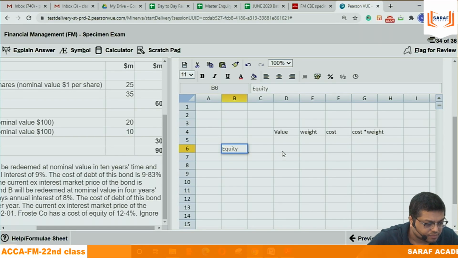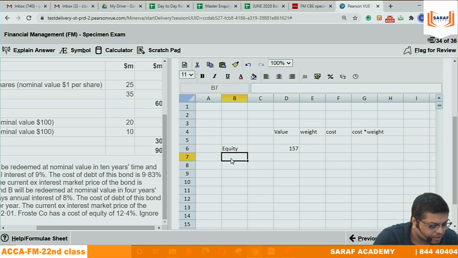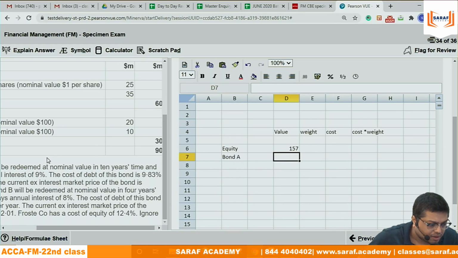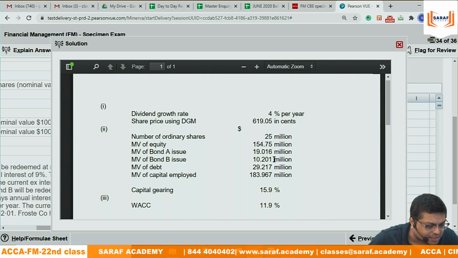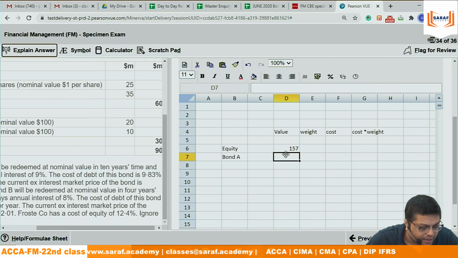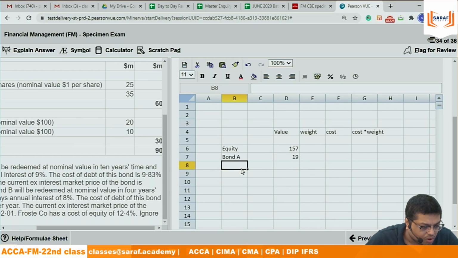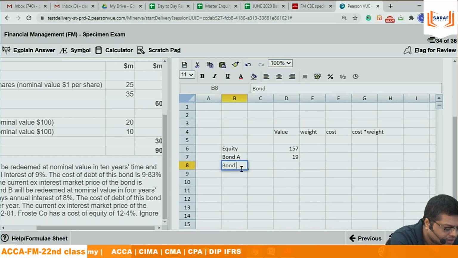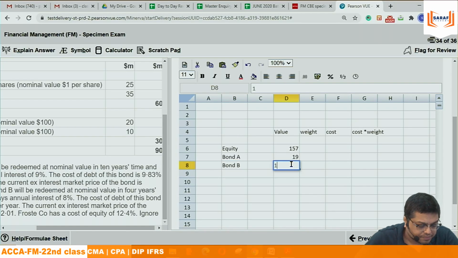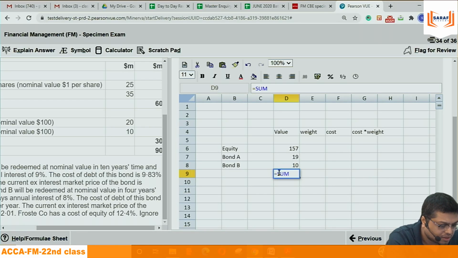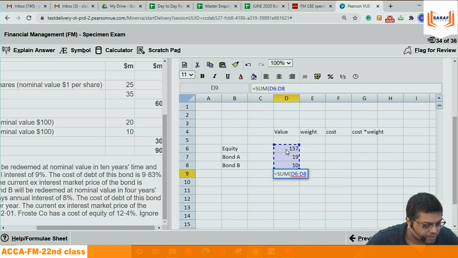Equity, around 154. Bond A. Bond A, how much is the value? I have not calculated it, just using 19 and 10 as a shortcut. Bond B. I want the summation here. So I got the summation.